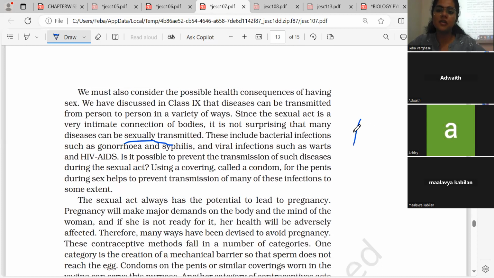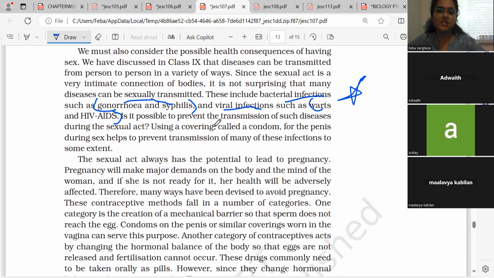Now, another important question: bacterial infections example, viral infections example. Which are the examples for bacterial infections? Gonorrhea and syphilis. Viral infection examples: AIDS and warts. Very much important. Study this properly. You're going to get questioned based on this. The transmission of such diseases can be prevented by using condoms.